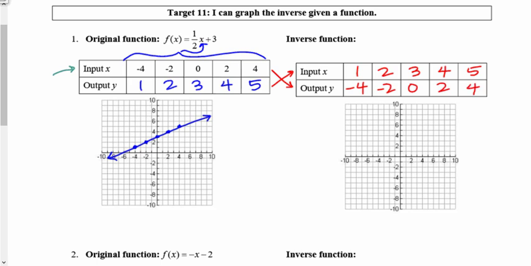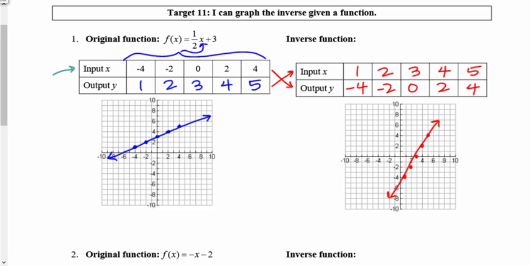So now I'll just graph these new points that I have. 1 comma -4 is down here. 2 comma -2, 3 comma 0, 4 comma 2, 5 comma 4. All right, so there's my inverse graph.